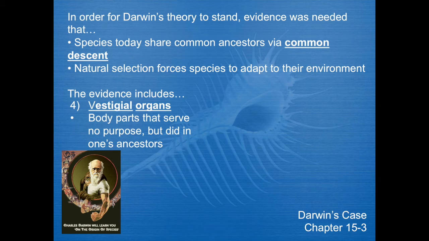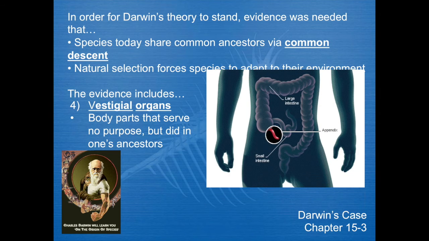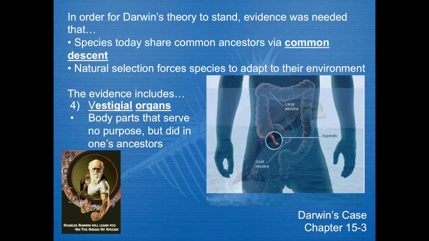Vestigial organs are a strong source of evidence. Basically, they're body parts that serve no purpose, but did in one's ancestors. The common example for us is our appendix. Our appendix serves no purpose. You can remove it, and you'll be just as healthy with or without. But our ancestors needed it to help digest raw foods, which are not much a part of our diet anymore. So because it's not needed, it's mutated to the point where it's now not functioning at all, and it hasn't affected our survival whatsoever.